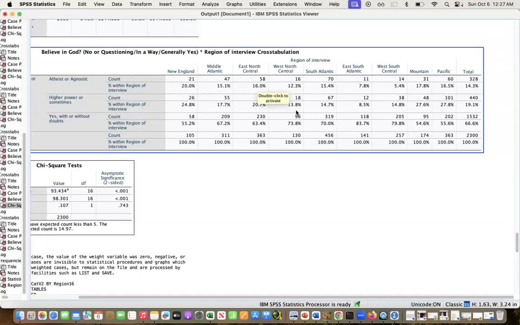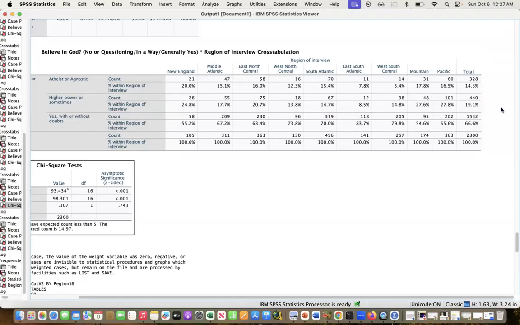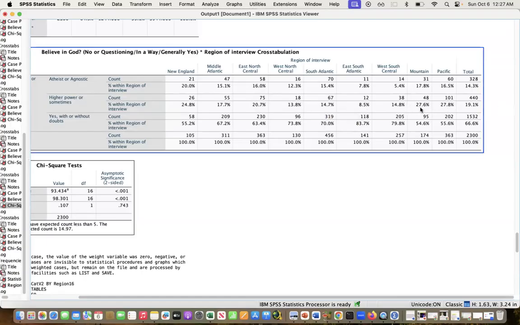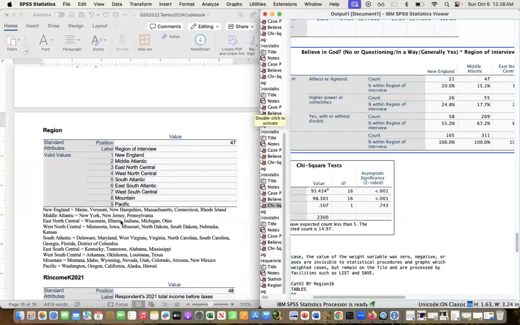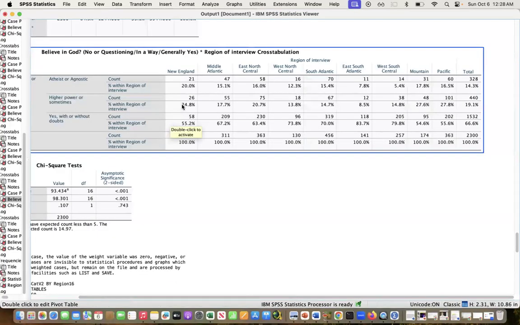25 under 2020. This one's lower. You can see this little bit of a drop. And these are a little higher along with this. So Mountain, Pacific, and New England seem also to be higher, right? They're the only ones. This one's around 20. Yeah, so this is like the next closest, East North Central, which is Wisconsin, Illinois, Indiana, Michigan, and Ohio. But it looks like those three are the highest both for atheist, agnostic, and higher power, or sometimes.